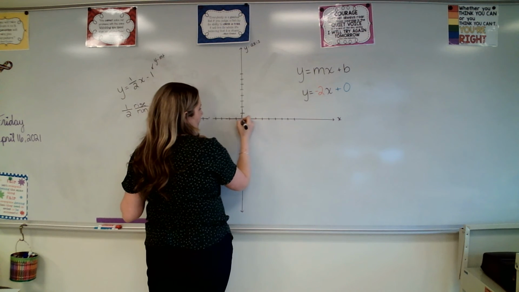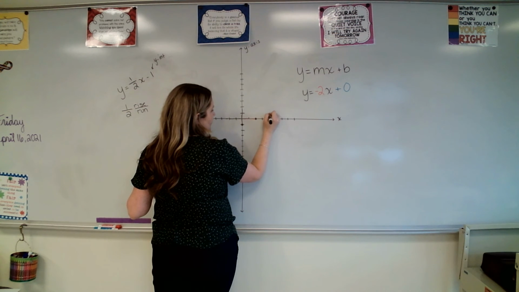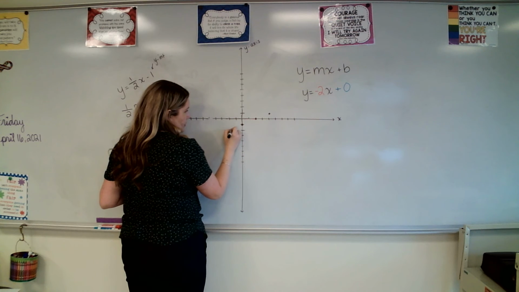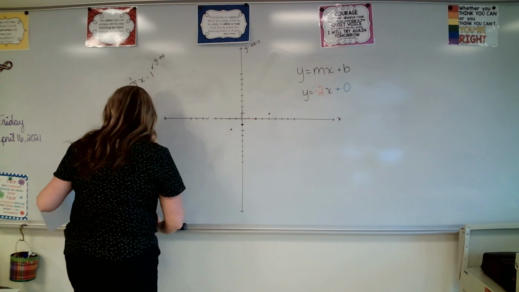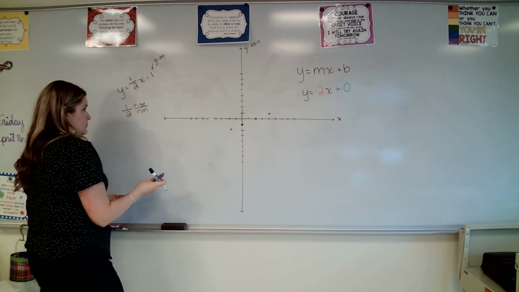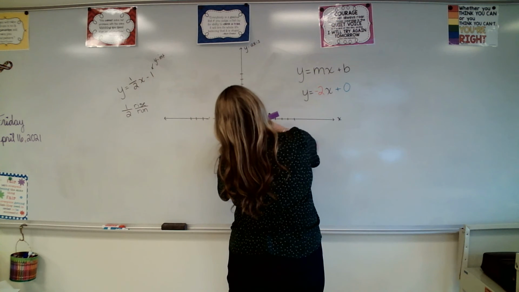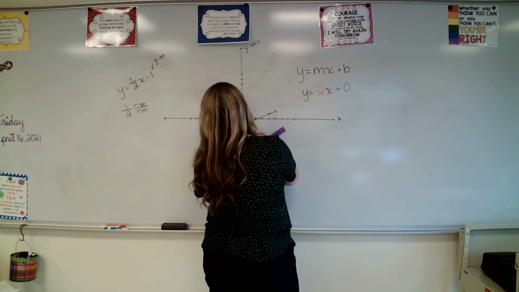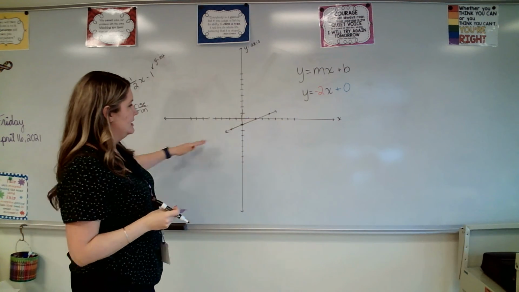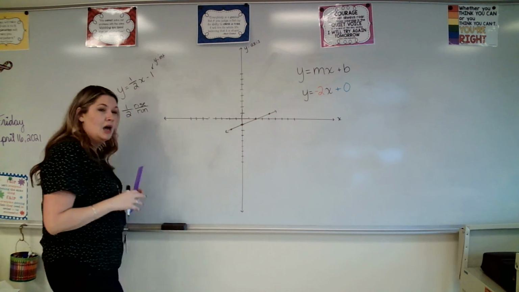So I go up 1, over 2. Here's my next point. Up 1, over 2. Here's my next point. I can go backwards and go down 1, back 2. And this point's also on that line. So this equation can only ever represent this line, even if it's all the way down here or all the way up there. I hope that makes sense.